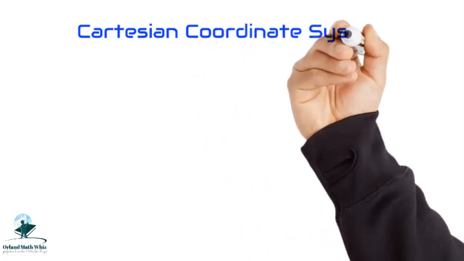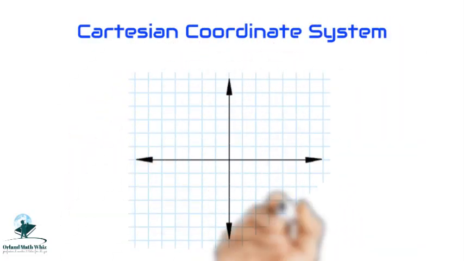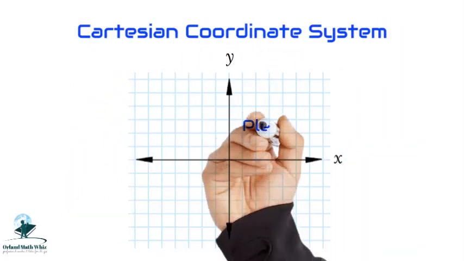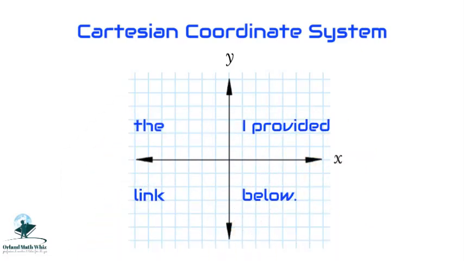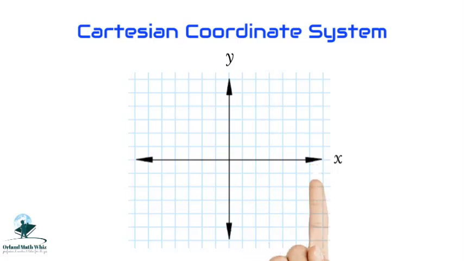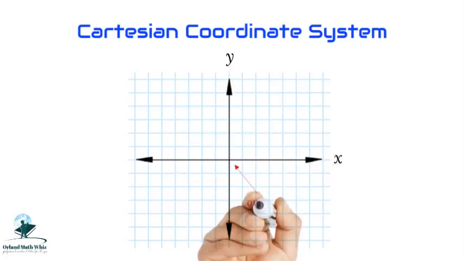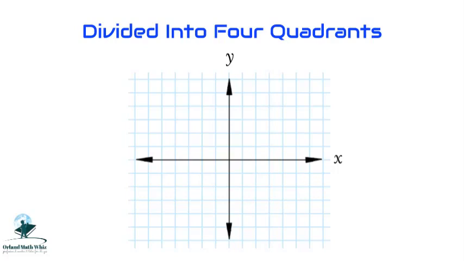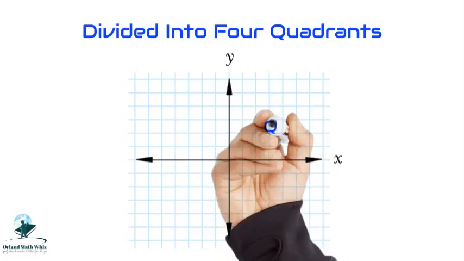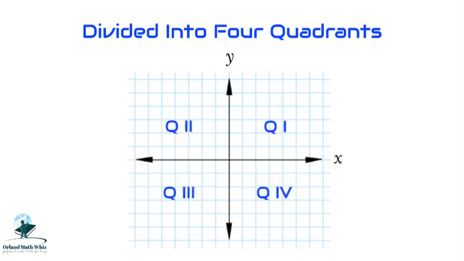Let me first take the time to cover some basics of the Cartesian coordinate system. Please see my other video on this topic. I provided the link below. The Cartesian coordinate system is made up of two perpendicular lines that intersect at the origin, or 0, point. It is divided into four quadrants, numbered counterclockwise in Roman numerals as quadrants 1, 2, 3 and 4.